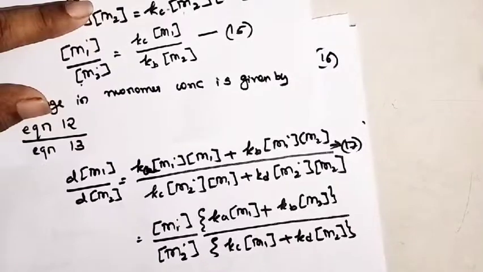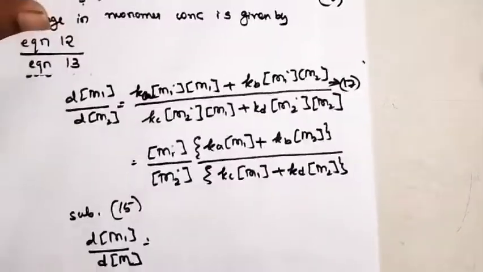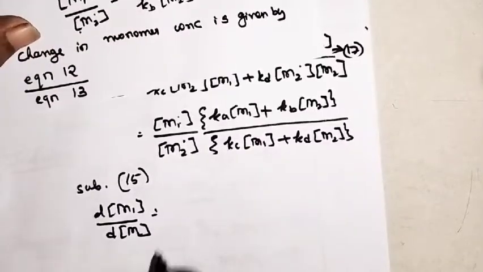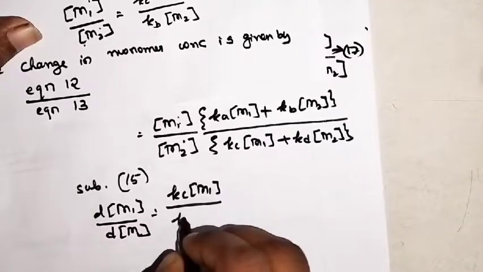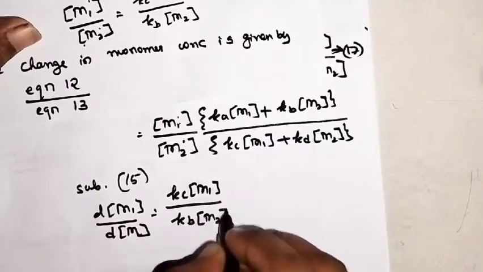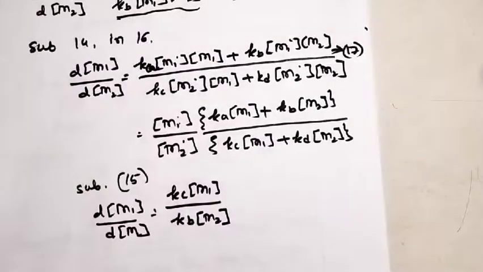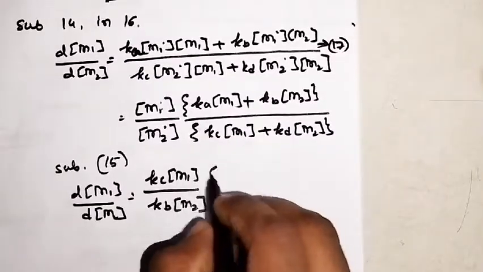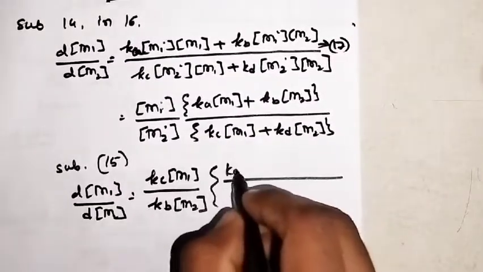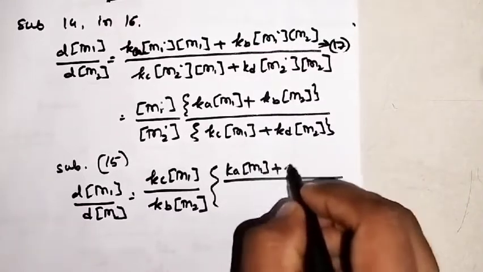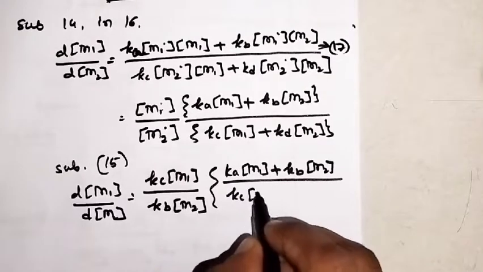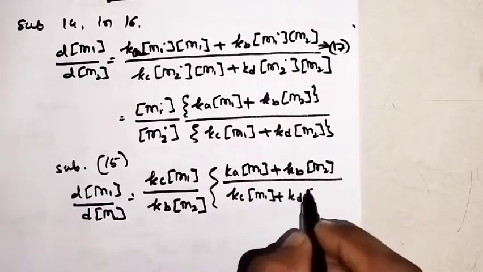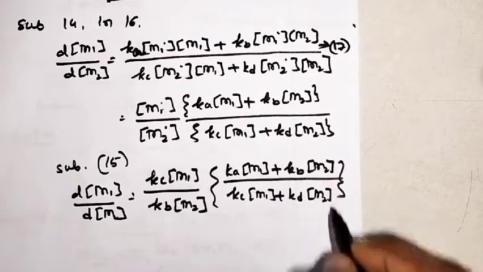d[M1]/d[M2]. You get what? Kc concentration of M1 over Kb concentration of M2. Okay, this is what you get. And write the remaining term as such. Okay, what you have? Ka concentration of M1 plus Kb into concentration of M2 and Kc into concentration of M1 and Kd into concentration of M2. Okay, this is what you have.